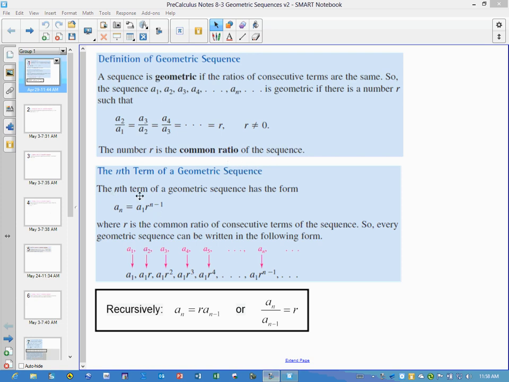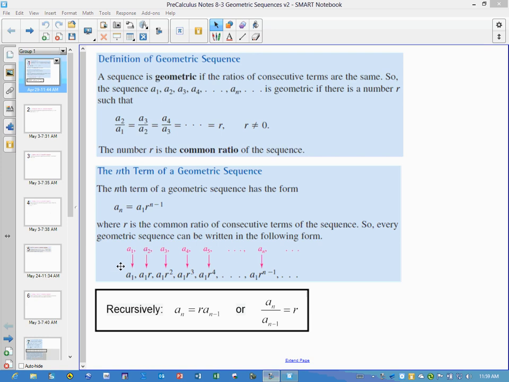Likewise, we can find a formula for the nth term of a geometric sequence, and it is very similar to the nth term for an arithmetic sequence. If you remember from the previous lecture, for an arithmetic sequence, your nth term is the first term plus n minus 1 differences. Well, here it's going to be the first term again, and then times n minus 1 ratios. So a sub n is a sub 1 times r to the n minus 1.